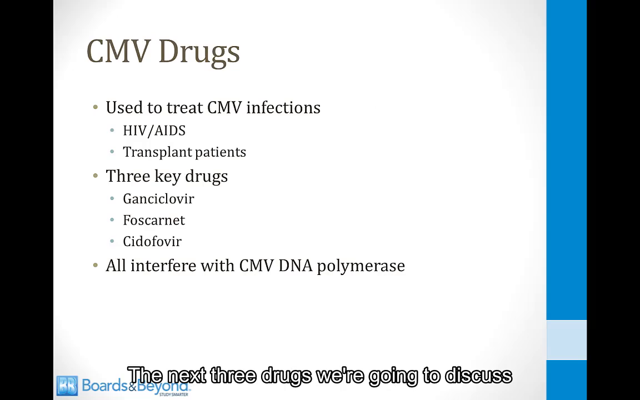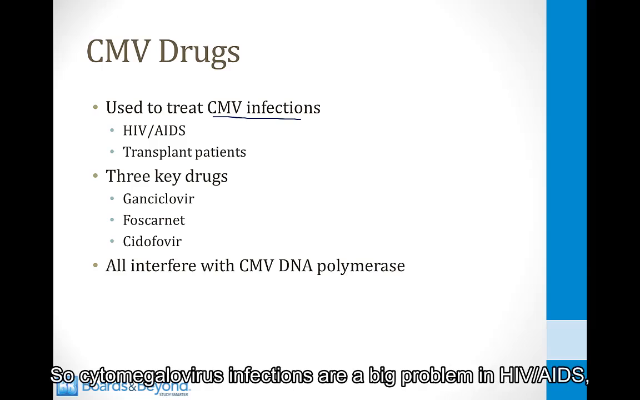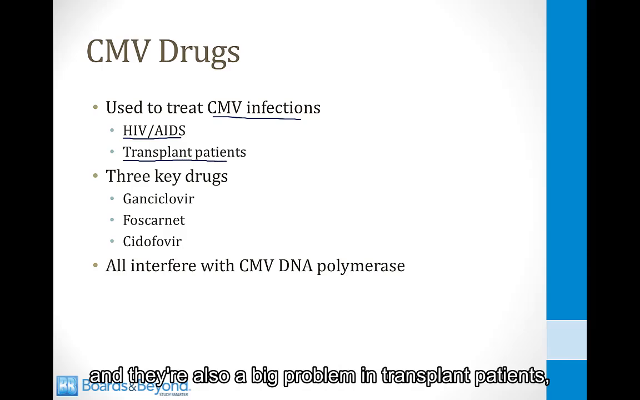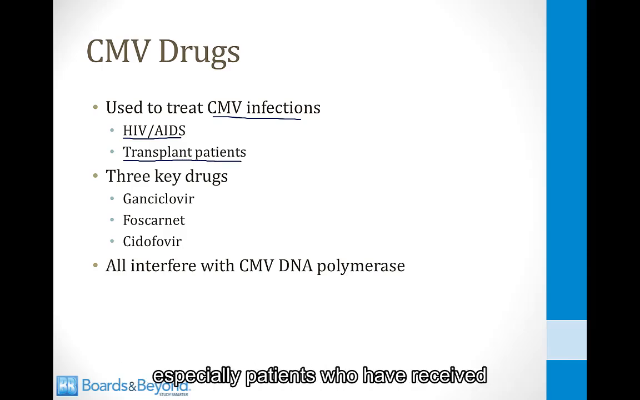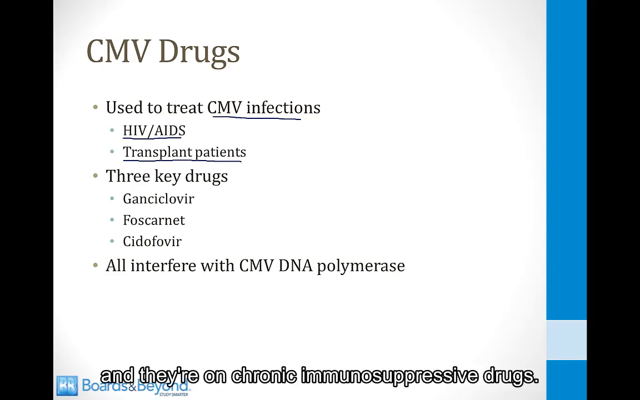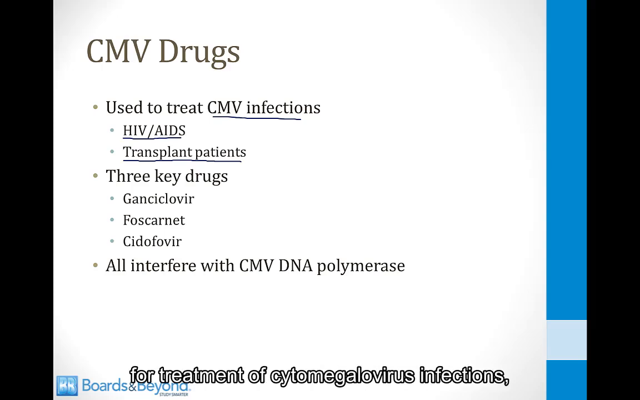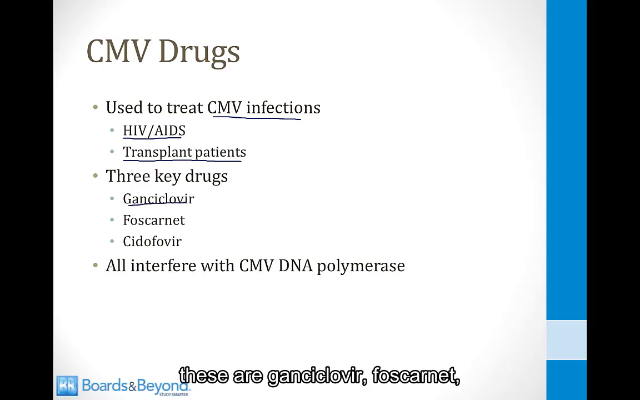The next three drugs we're going to discuss are used to treat cytomegalovirus infections. So cytomegalovirus infections are a big problem in HIV/AIDS, and they're also a big problem in transplant patients, especially patients who have received a solid organ transplant, for example, a kidney, and they're on chronic immunosuppressive drugs. There are three key drugs to know for treatment of cytomegalovirus infections. These are ganciclovir, foscarnet, and also cidofovir.